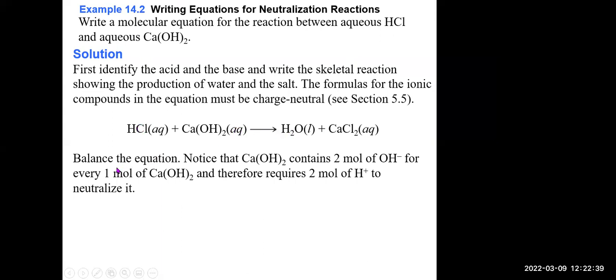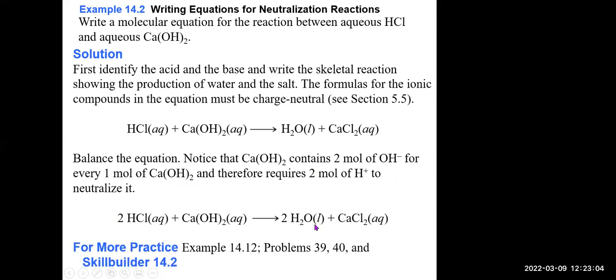So you want to balance the equation by using coefficients. Notice that Ca(OH)2 contains 2 moles of OH for every 1 mole of Ca(OH)2. Therefore, it requires 2 moles of H plus to neutralize. So we will put 2 for the HCl. If you put 2 for HCl, that means we will see 2 H2O liquid.